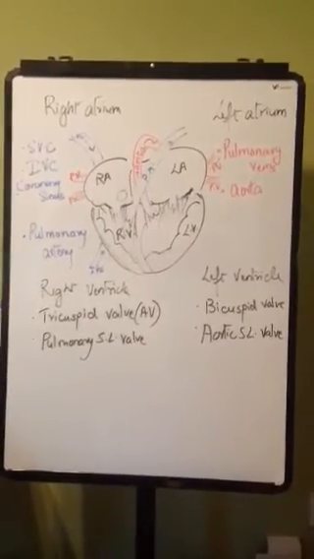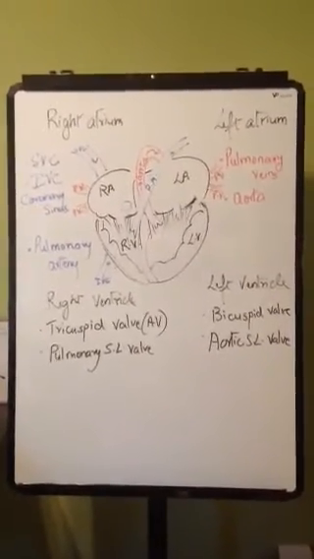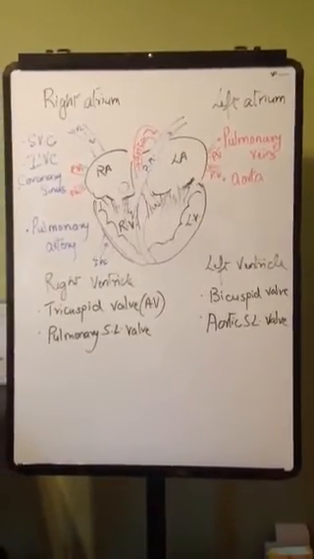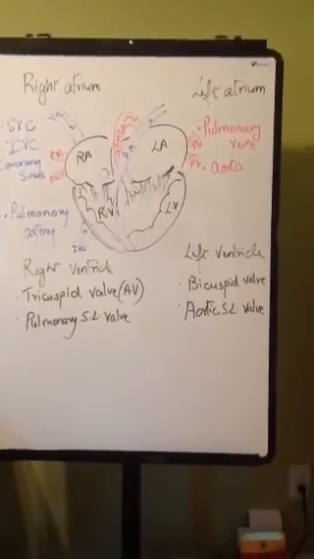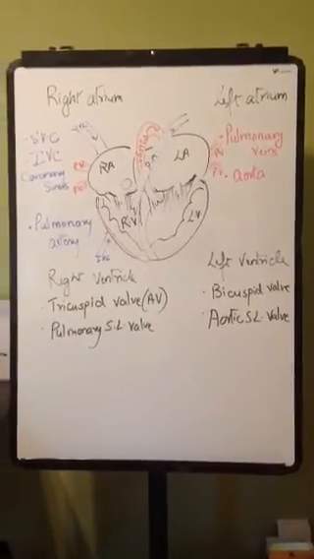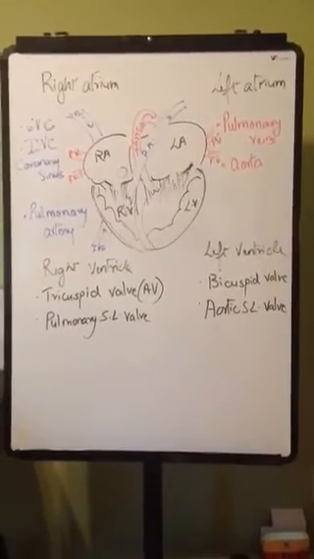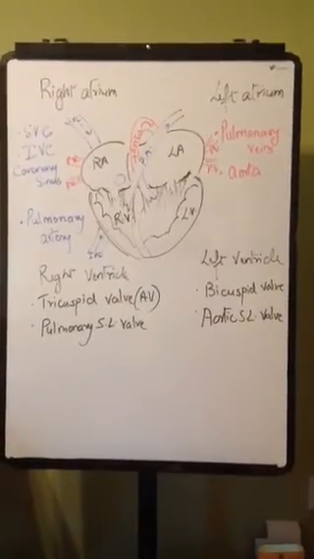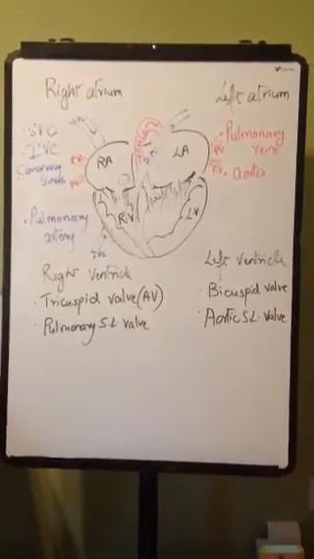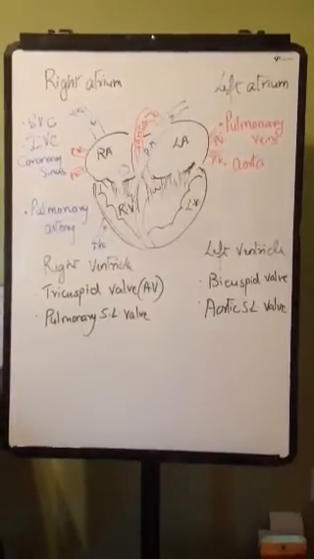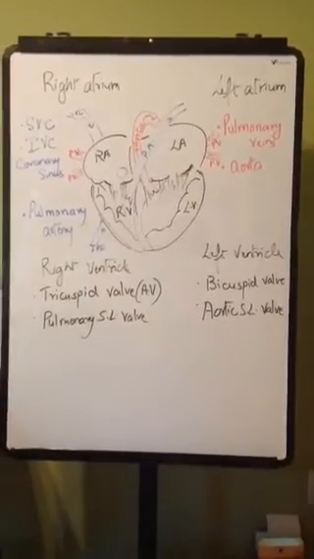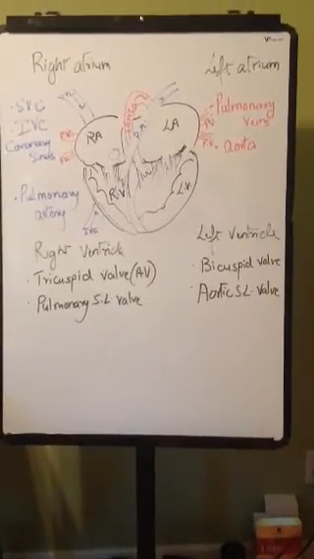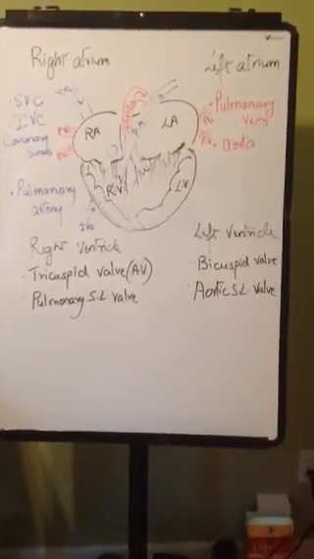Anyway, so you can see that I drew the 4 chambers of the heart: right atrium, right ventricle, left atrium, left ventricle. And the blue coming into the right atrium are the superior vena cava. And then if you look in the bottom near the right ventricle, you can see the inferior vena cava. And then the opening right in the right atrium, that's the coronary sinus.